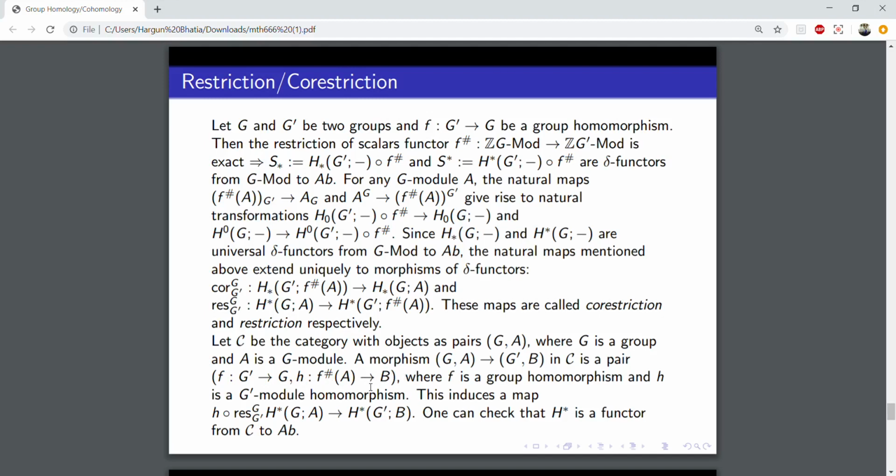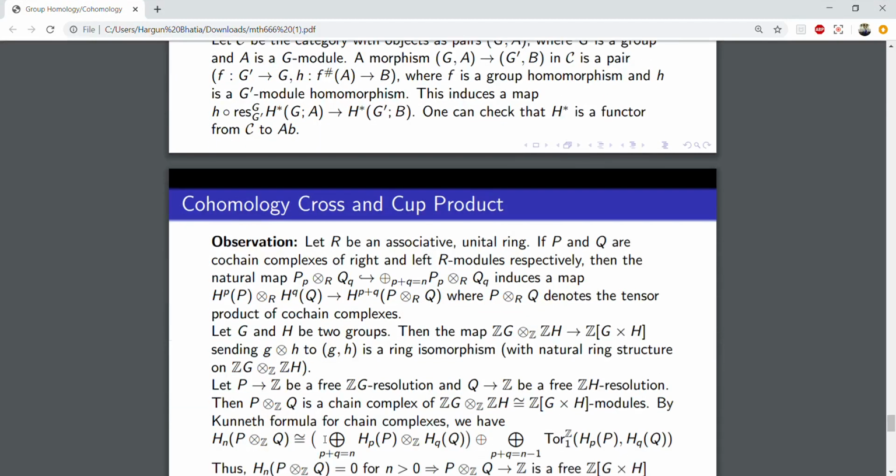And then notice that because of this restriction map from the cohomology, I have a map from G prime to G. This gives me a map from H star (G, A) to H star (G prime, F hash A). But then since there's already a map from F hash A to B, the normal functoriality will give you a map from H star (G prime, F hash A) to H star (G prime, B). Compose these to get this map from H star (G, A) to H star (G prime, B). And so you can check now this is actually a functor from this category C to abelian groups.